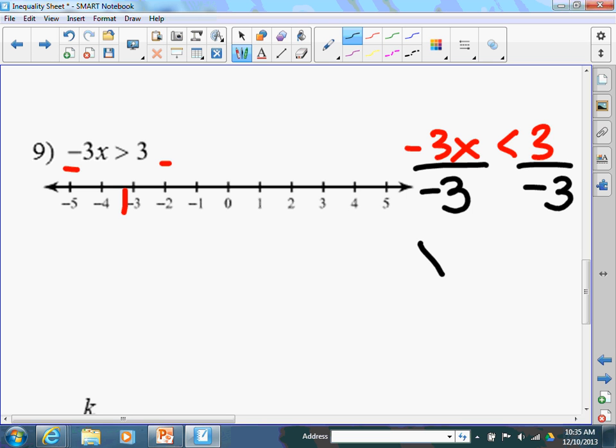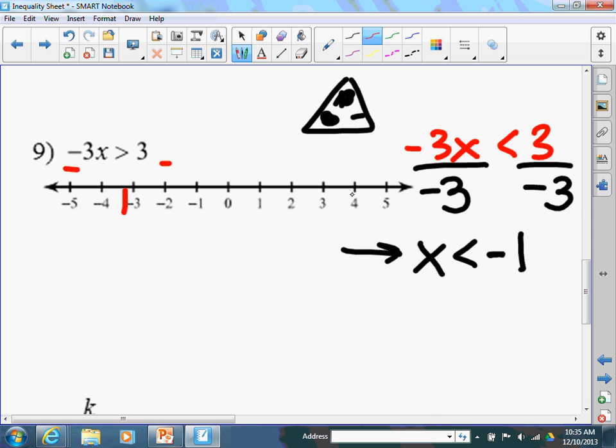All right, so we get x is less than plus 3 divided by negative 3. Got to use our triangle. We got a positive and a negative. So what do we get? Negative what? What's 3 divided by 3? 1. And we're done. There we go. Now we go to shade. Open or closed? Open. Do we shade right or left? Left. Bam.